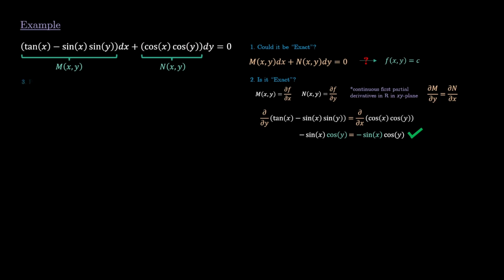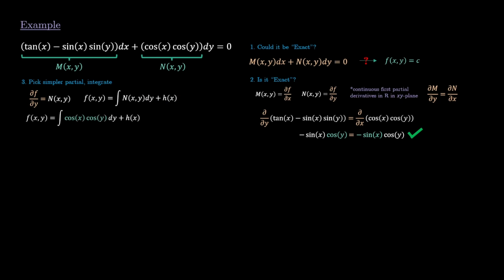So proceeding with this, we pick the simpler partial. Of course, it was N. And then we integrate that with respect to y. So we get the solution f of x, y. We get the constant of integration h of x on the outside. This is in terms of x because the constant is always in terms of the other variable from the one we integrated. We integrated with respect to y, so the constant of integration is with respect to x. We plug in for N, we solve, and we get this.